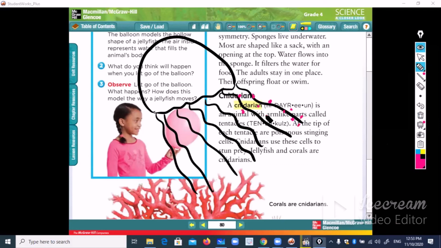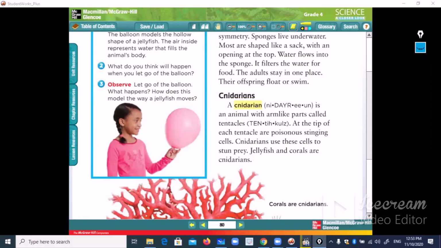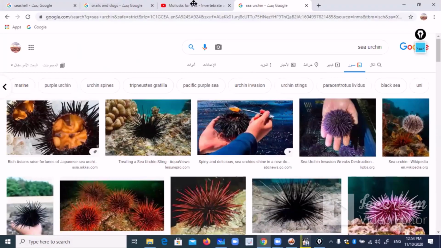What is the job of these cells? To kill the prey or to sting the prey. Stinging the prey is something like using electricity to kill the prey. Then, when it has killed the prey, it can eat it. Jellyfish and corals are all Cnidarians. Let's now show you some lectures about Cnidarians and corals.